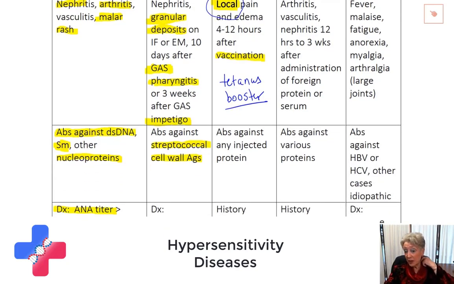So it can really happen against any injected protein, but I mentioned the tetanus booster because I suspect that each of you has remembered your last tetanus booster and the fact that the person delivering it probably should have asked you before they started which was your dominant arm. Because if they didn't, then you know that your arm that you use most was extremely sore at the injection site for about 12 or 24 hours. Okay?